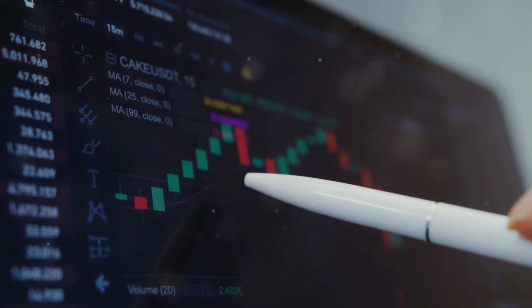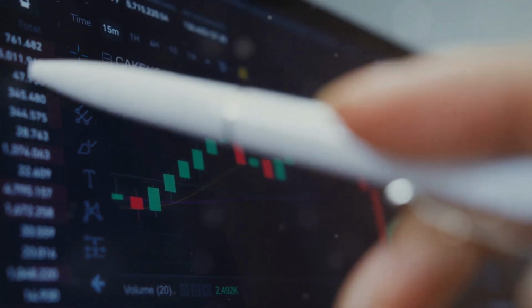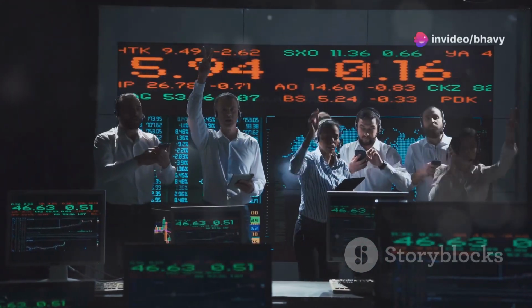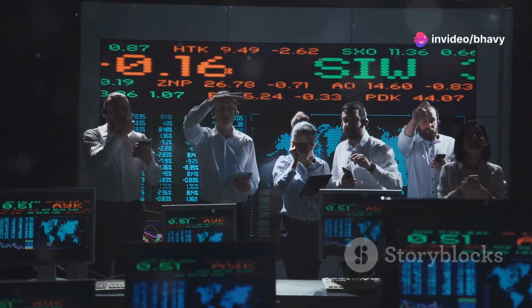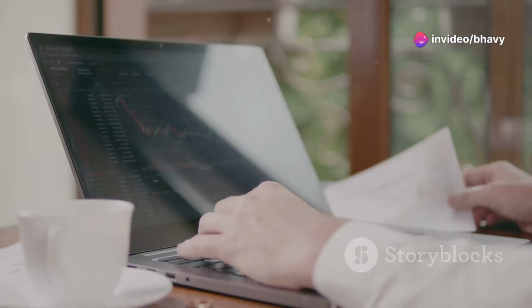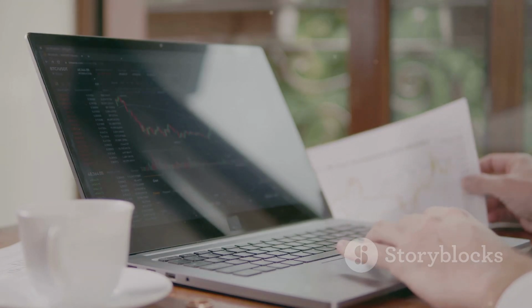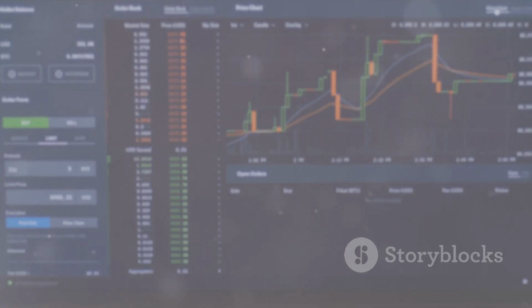Candlestick patterns are not merely abstract formations on a chart. They are a reflection of the emotions, decisions, and actions of countless traders who participate in the market. By learning to read these patterns, we gain access to a wealth of information that can enhance our trading strategies. Just as a seasoned sailor reads the wind and waves to navigate the seas, a skilled trader relies on candlestick patterns to navigate the often turbulent waters of the financial markets.